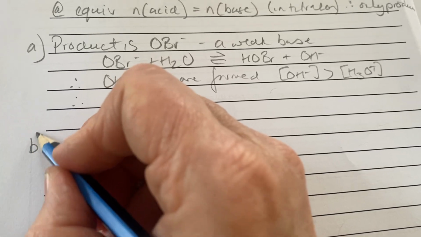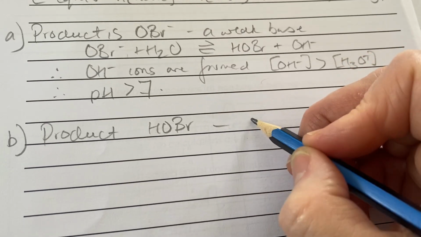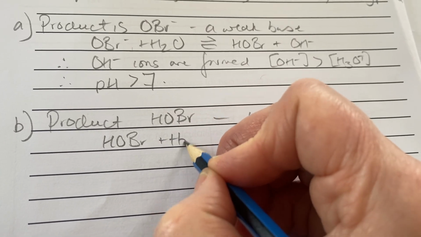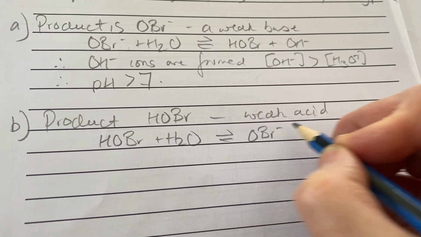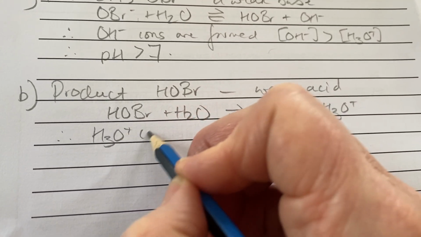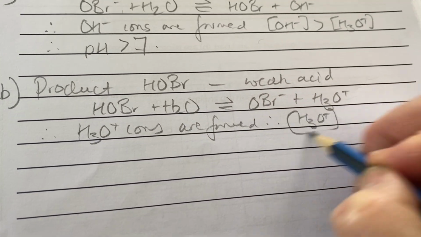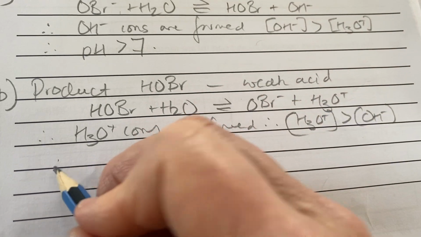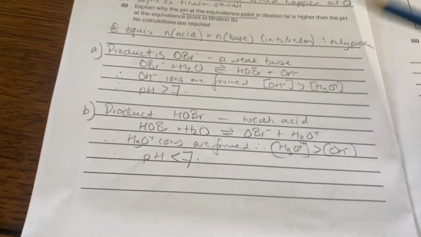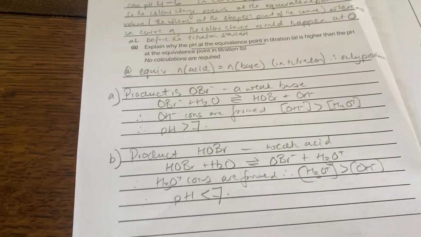And then for graph B, the product is HOBr, which is a weak acid. Write our equation. And in this one, we say H3O plus ions are formed. Therefore, H3O plus concentration is greater than OH minus concentration. Therefore, the pH is less than 7. So you could probably elaborate a little bit more on that, but you definitely need those equations, and it's really important to nail what's happening at that equivalence point.